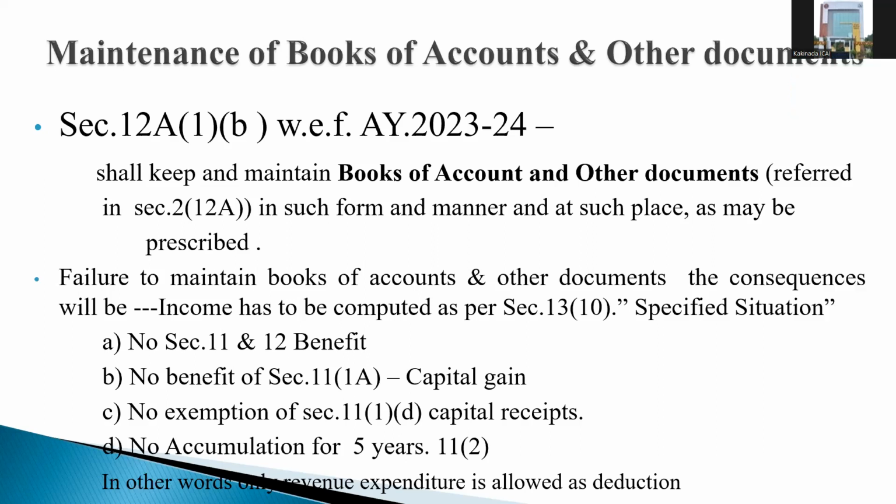No section 11-12 benefit, no benefit of capital receipts. If you purchase an asset, no capital treatment, and the sale of an asset will become taxable income. Only revenue expenditure will be deducted. No exemption under 11(1D); capital receipts all become revenue income. So no question of benefit. If you are not properly maintaining books, automatically you will lose these exemptions. You cannot say I am accumulating also. So these benefits you will lose.